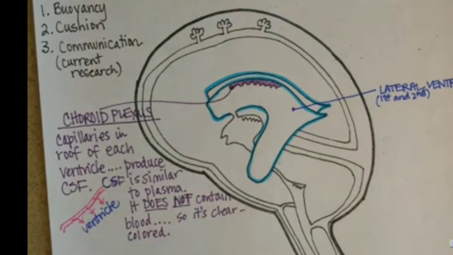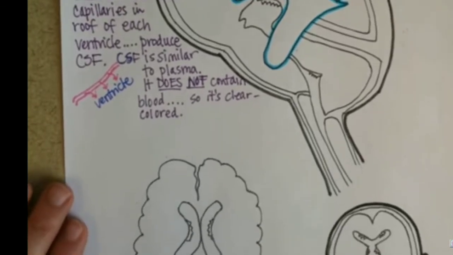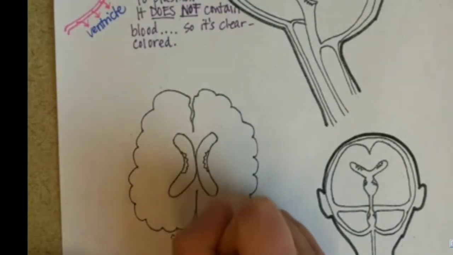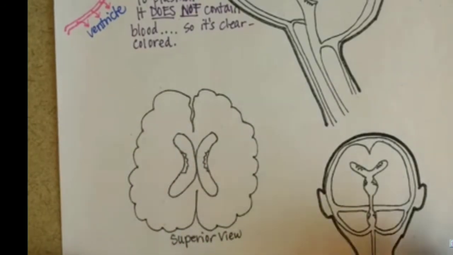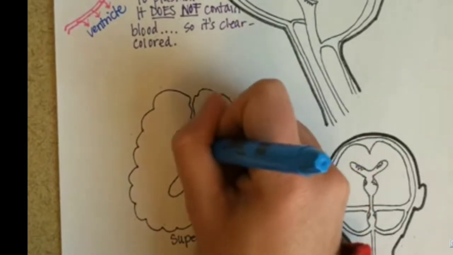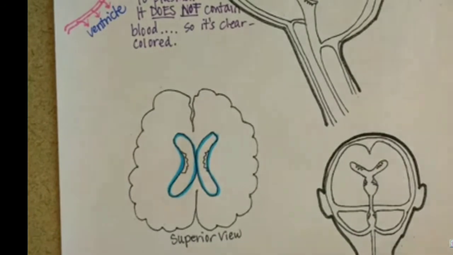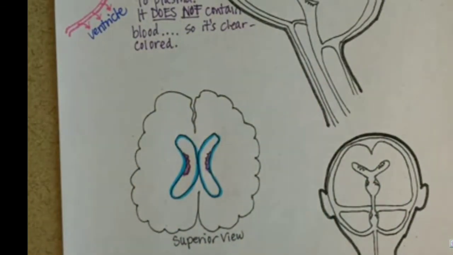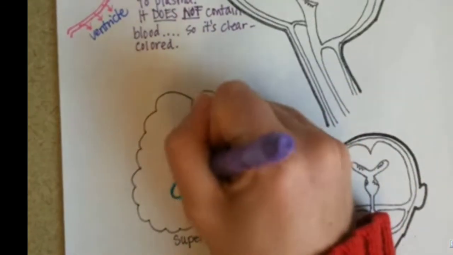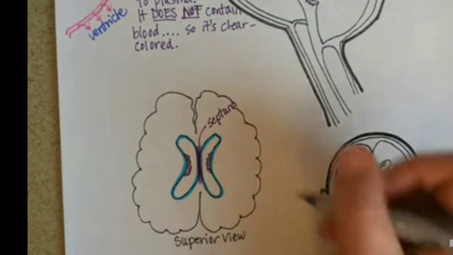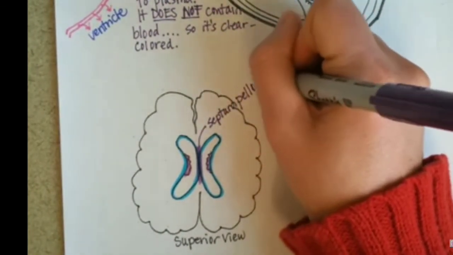Alright, now we'll look at another view of the lateral ventricles, but this is a different section. This is a transverse section, or a superior look down. A superior view of the lateral ventricles. Can you see them? Here is one, and here is the other, and here are those capillaries that make the fluid, and the separation between the two sides, or the two ventricles at that point, is called the septum, meaning a wall, pellucidum. And pellucidum means clear to look at.